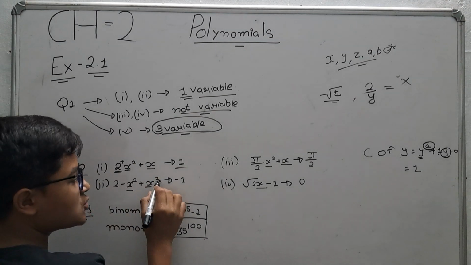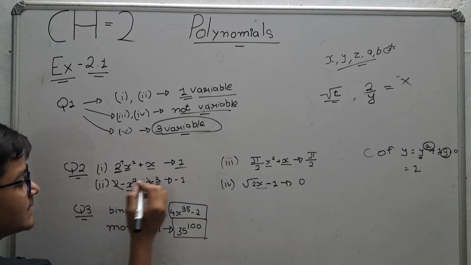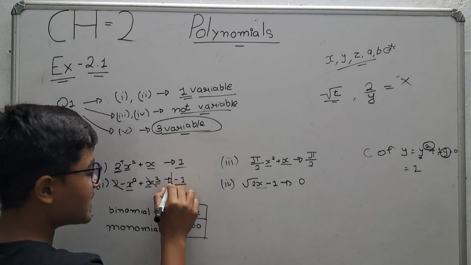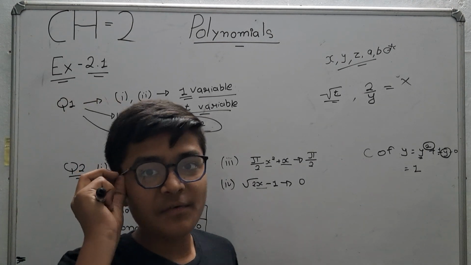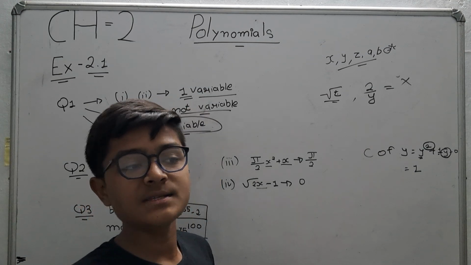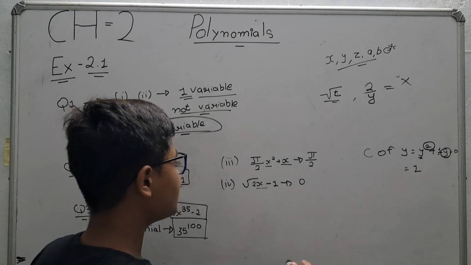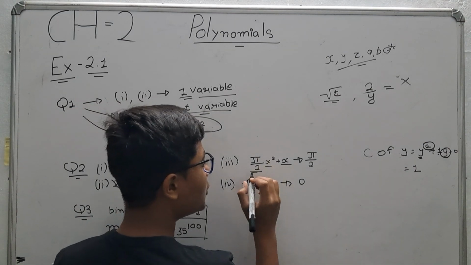Here the cube is there, so we will not count it. 2 we will not count it. Here x square is there but with a minus, and there is no number, so we will put minus 1. See students, if a variable is written alone, it means 1 is present in front of it. Okay, so let's move ahead to number 3.